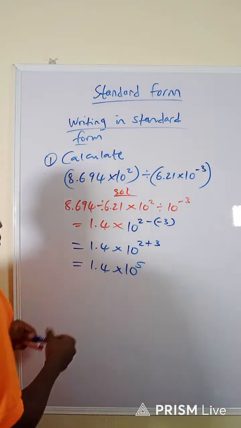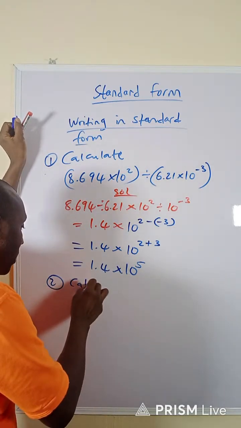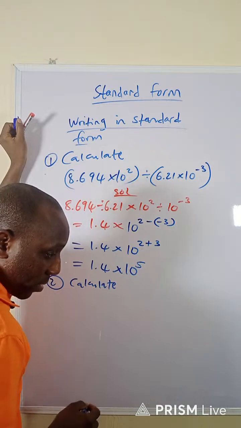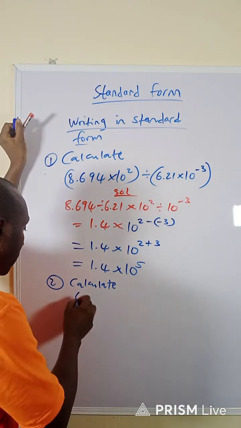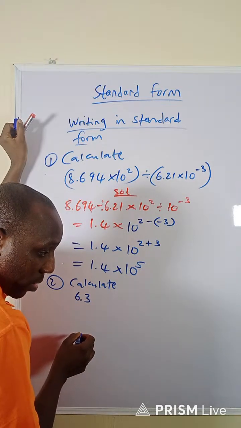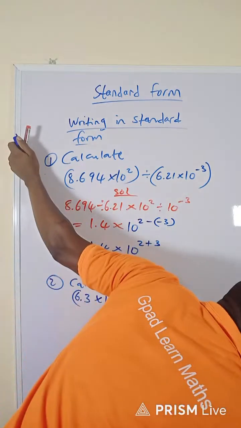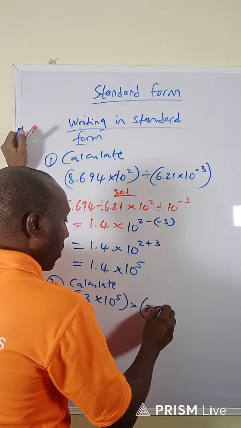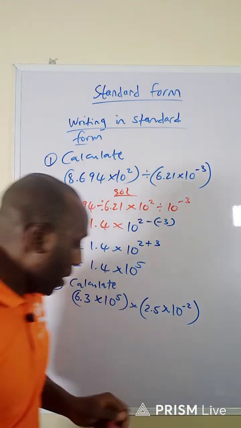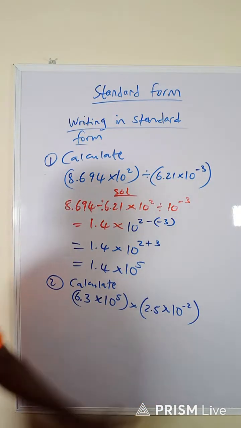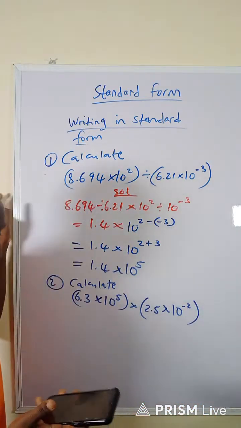All right, so I have done this, and I want you all to try this on your own before I do it. Calculate and put it in standard form: 6.3 times 10 raised to the power 5, times 2.5 times 10 raised to the power minus 2. Everybody try this question and drop your answer in the chat.